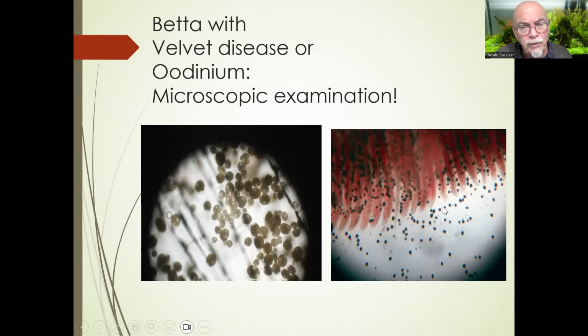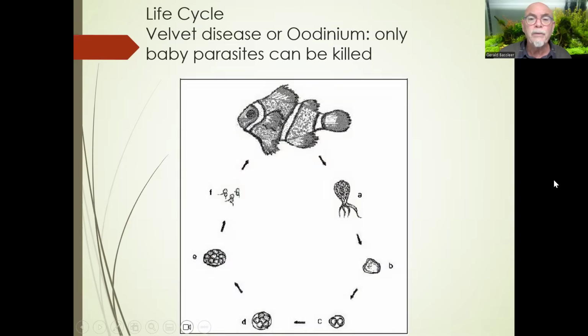Oodinium causes a lot of damage, causing secondary bacterial infections and gill rot, and that's why the fish will die. The life cycle determines why you have to check on treatments recommended by the supplier where you bought the product from, because the parasite sits on the fish, drops off and multiplies, and then the babies reinfect the fish in the aquarium. And that stage here, stage F, is the one you kill with your medications in the water.